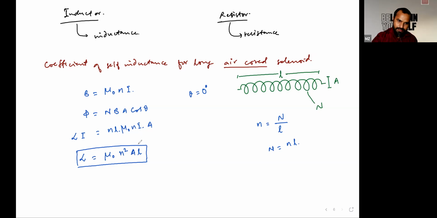Now, A into L is nothing but volume. Volume is equal to area into length. So it may be written like this: mu naught times n square into volume.